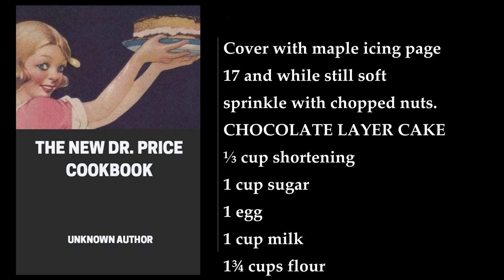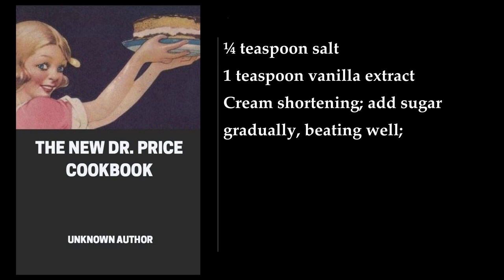Chocolate layer cake. 1/3 cup shortening. 1 cup sugar. 1 egg. 1 cup milk. 1 3/4 cups flour. 4 teaspoons double-acting baking powder. 1/4 teaspoon salt. 1 teaspoon vanilla extract.